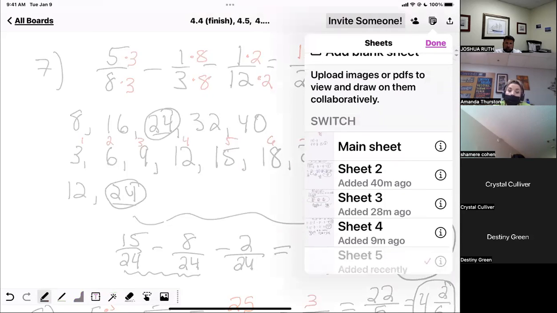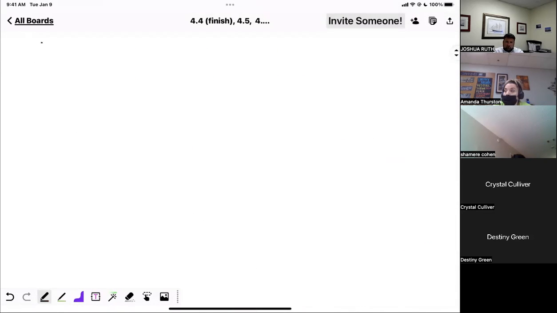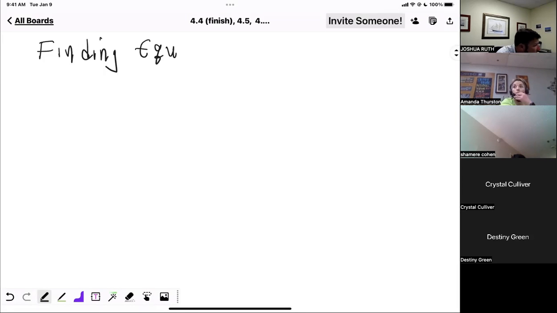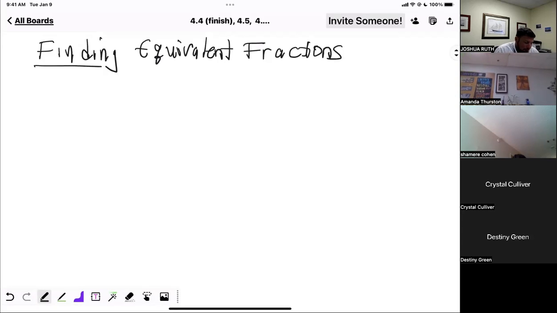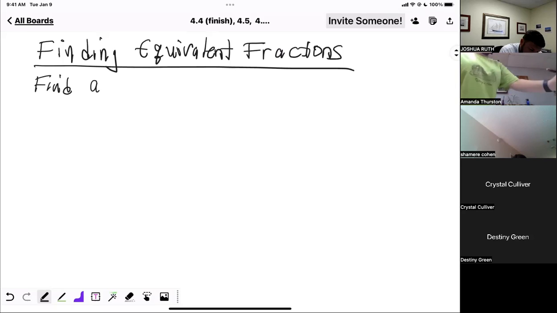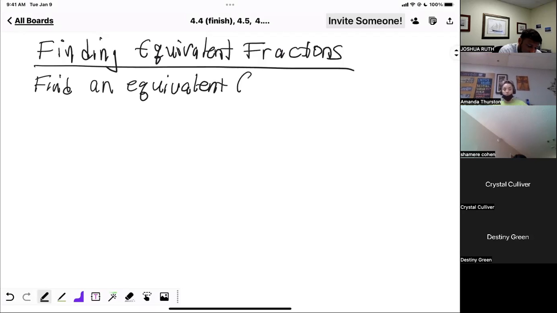I am gonna put a new page. I'm gonna do a different topic real quick. Okay, so finding, how do you find equivalent fractions? Which is what we're doing anyway, but in a sort of kind of different way. Okay, so we're gonna find an equivalent fraction.